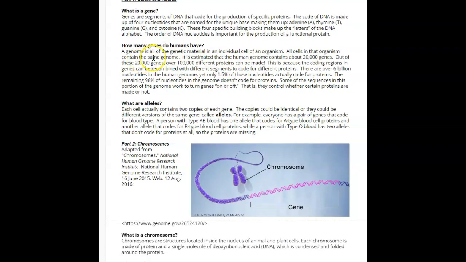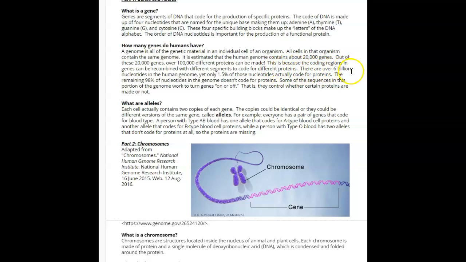A genome is all of the genetic material in an individual cell of an organism. All cells in that organism contain the same genome. It is estimated that the human genome contains about 20,000 genes. Out of these 20,000 genes, over 100,000 different proteins can be made. This is because the coding regions in genes can be recombined with different segments to code for different proteins.